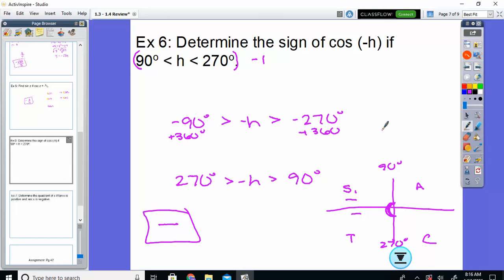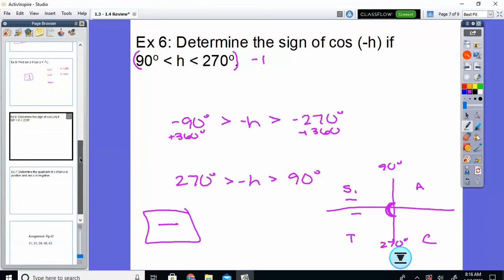For S, everyone except sine is negative. And it's reciprocal, so sine and cosecant would be positive, everything else is negative. So here tangent's positive, so that means cotangent would also be positive. The other four are negative.